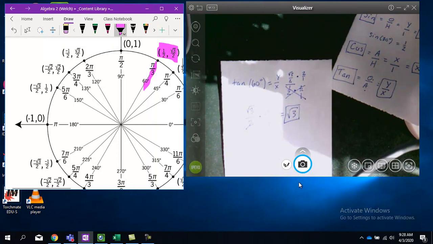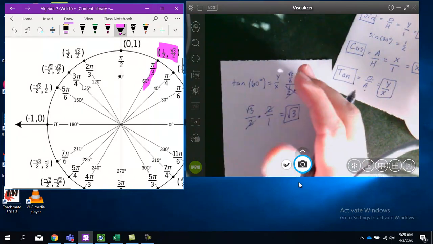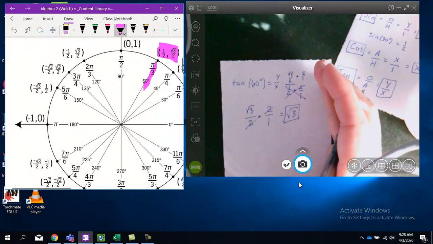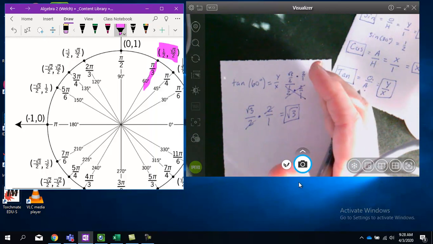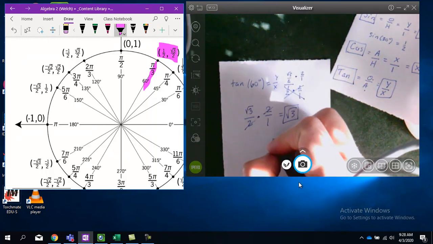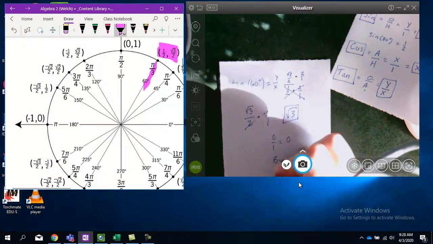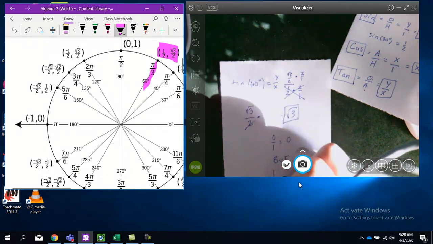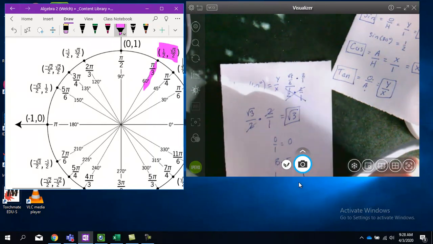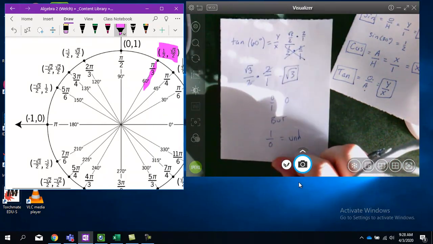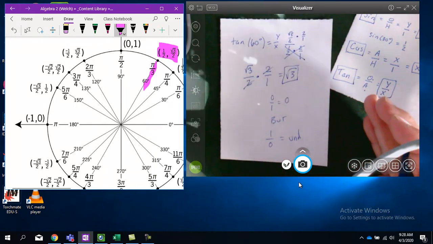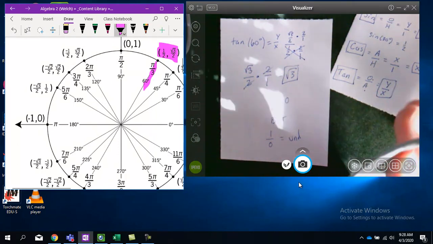So if it's a sine, you're just taking the y value. If it's a cosine, you're just taking the x value. The tangent becomes a little bit trickier. Remember, 0 over 1 is equal to 0, but 1 over 0 is undefined. We don't know how to divide by 0. You can't divide by 0. So those are our two different what-if scenarios.